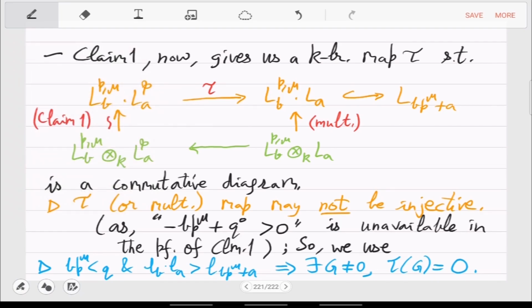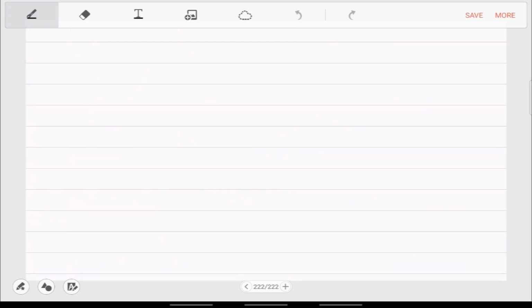So we use kernel of tau as follows. Okay, we pick this element big G, which is now guaranteed to exist in the kernel, and let us study that. So the representation of G is exactly as before, I1 to R, right, in that basis.